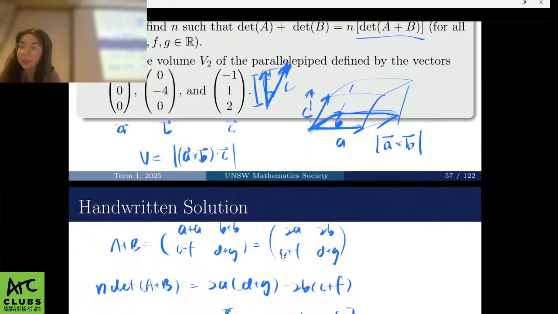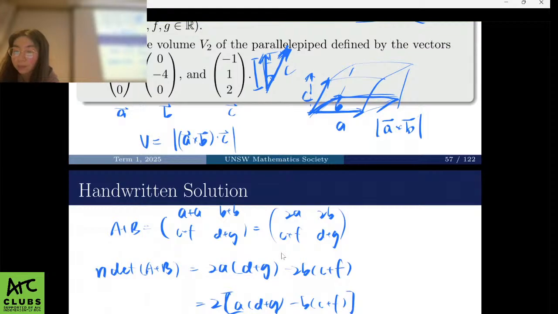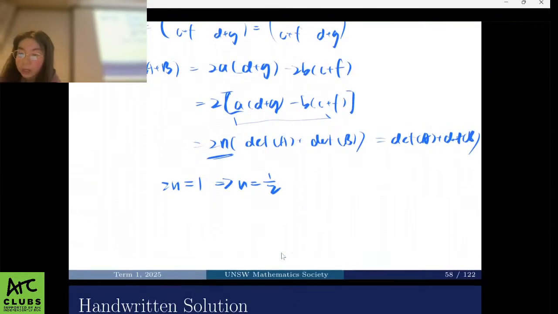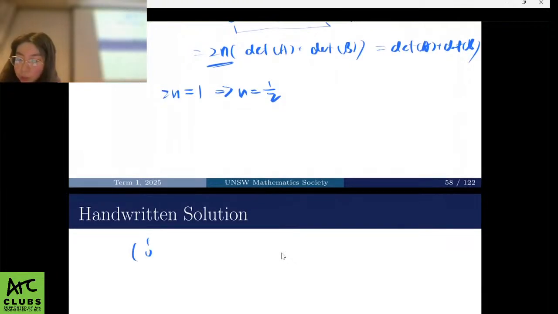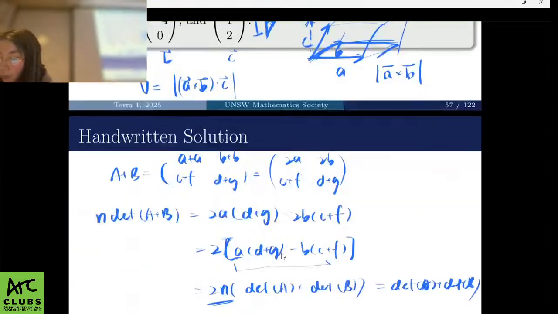So in this case, let's just plug in the values of vectors A, B, and C. So we're really finding 1, 0, 0, cross 0, negative 4, 0, and then dot negative 1, 1, 2.